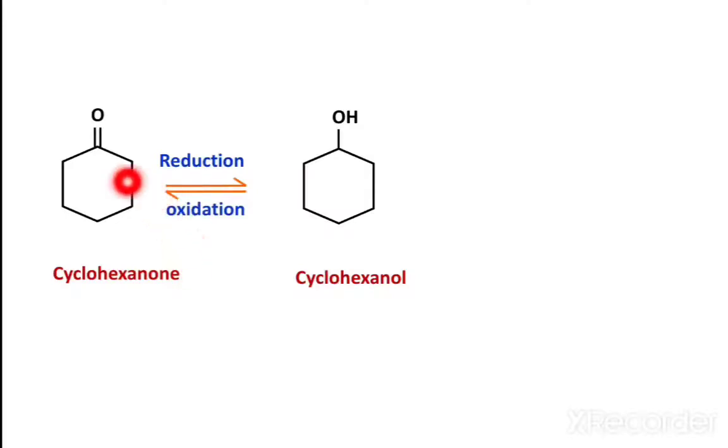Here the cyclohexanone is converted into cyclohexanol, it is reduction, and when we convert the cyclohexanol to cyclohexanone, it is oxidation. It is an irreversible reaction. That means the cyclohexanone converted into cyclohexanol is the reduction, while the cyclohexanol converted into cyclohexanone is an oxidation reaction.